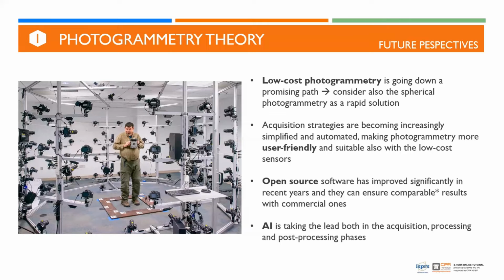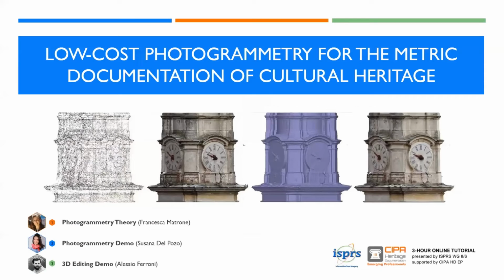Then, the open source software has improved significantly in recent years, and they can ensure comparable results, I put an asterisk, because they are actually really good results, but always pay attention to what you want to obtain if you want to compare with the commercial ones. And also that artificial intelligence is taking the lead both in the acquisition, in the processing, but especially in the post-processing of our point cloud, both from photogrammetry or any other techniques. So thank you.